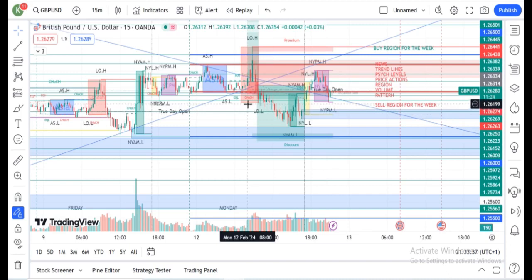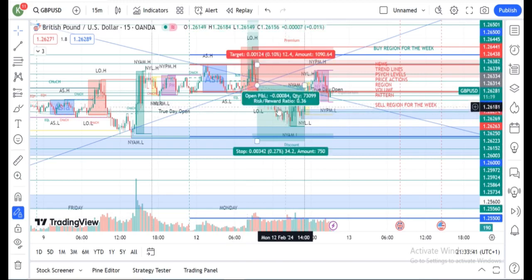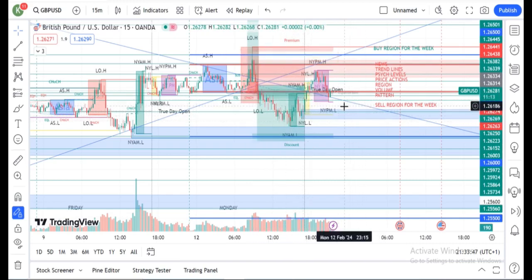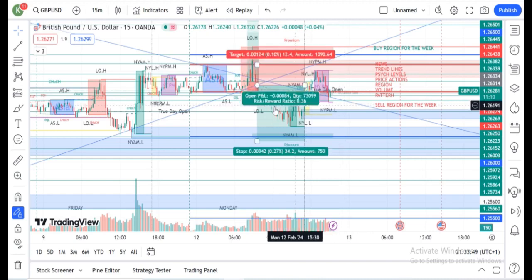you added more lot size or more entries, this algorithm would have taken you out in this place. That's why the algorithm was swinging like this. So how do you avoid such?